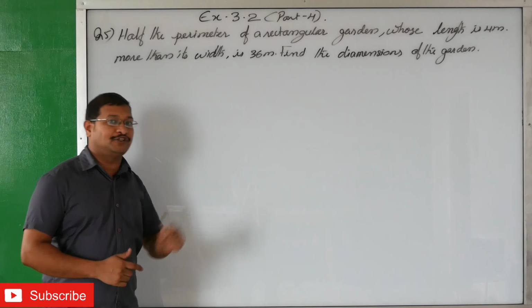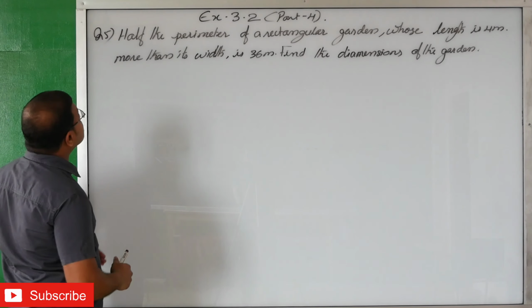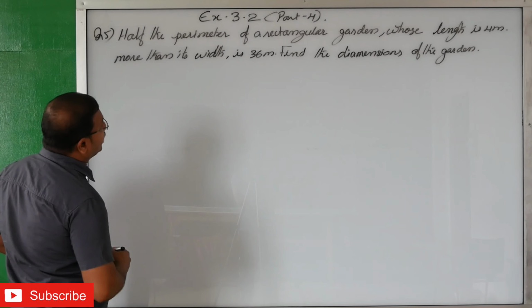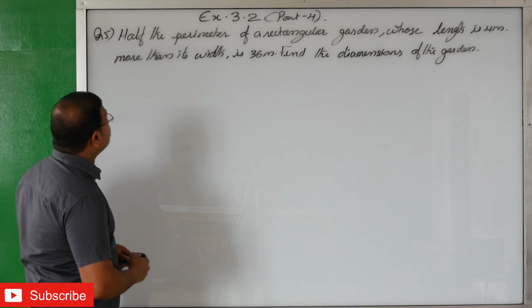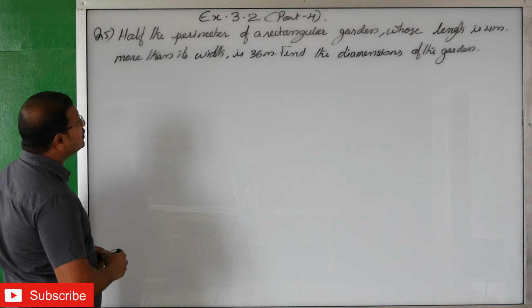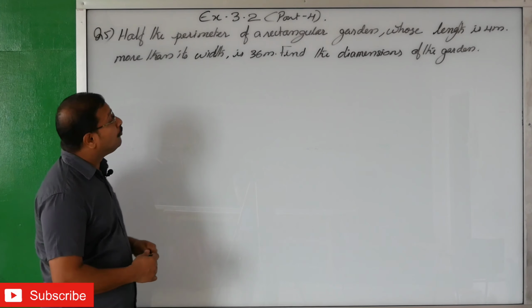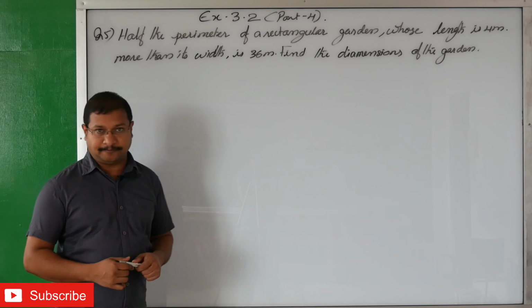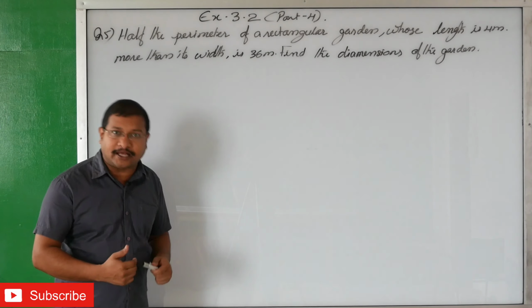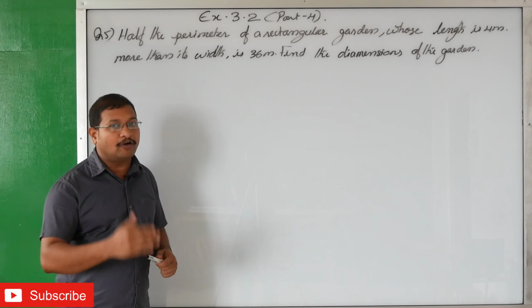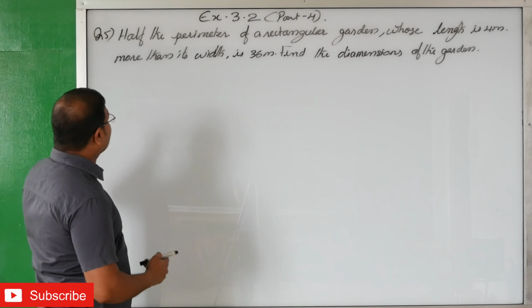Let's see question number 5. The question is, half the perimeter of a rectangular garden whose length is 4 meter more than its width is 36 meter. Find the dimensions of the garden. That means you want to find out the length and breadth of the rectangular garden. So what is given here?